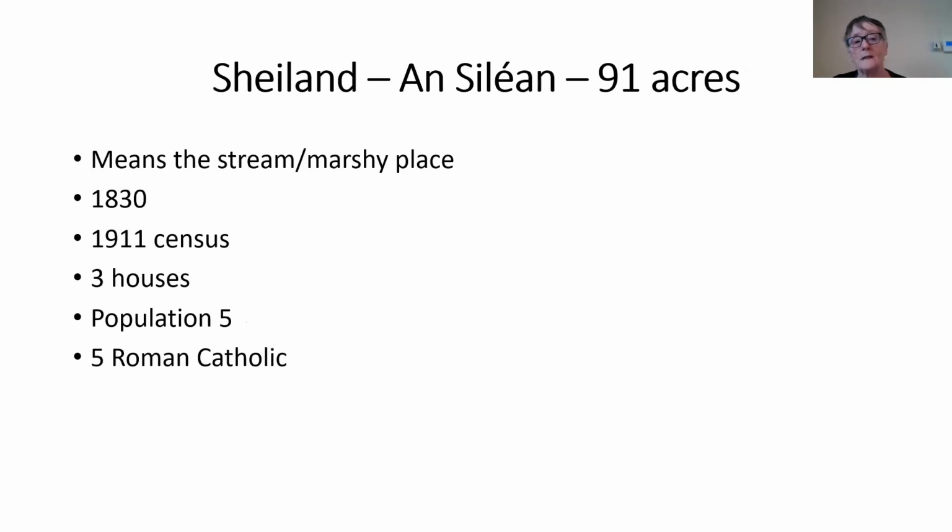Sheeland, now this is a very small townland, 91 acres, and it's marshy and boggy. It means the stream or the marshy place. Much later on the townland maps, not appearing until 1830. In the 1911 census, only had 3 houses in that townland with a population of 5, and 5 Roman Catholics.